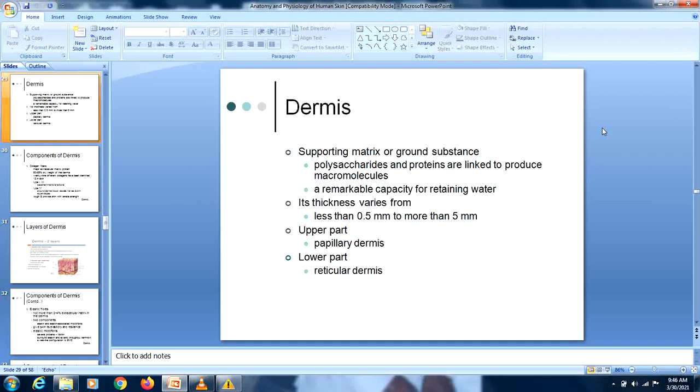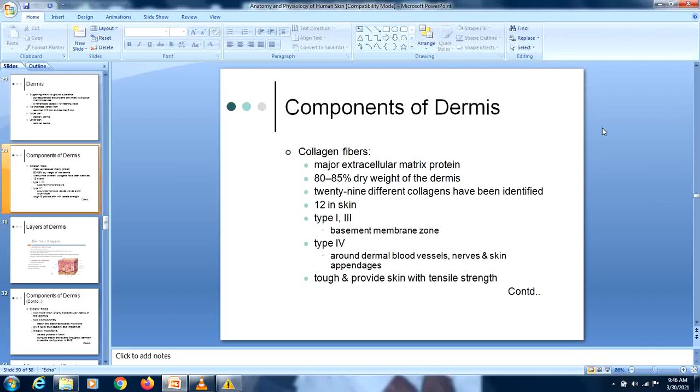Now regarding the dermis, it is basically a supporting matrix or ground substance. Polysaccharides and proteins are linked to produce macromolecules with a remarkable capacity for retaining water. The upper part is the papillary dermis and the lower part is the reticular dermis. Now what are the components? The collagen fiber is the most important, the major extracellular matrix protein, 80 to 85% of the dry weight of the dermis. There are 29 different collagens; the most important are types 1 and 3, with type 4 in the basement membrane zone and around the dermal blood vessels, nerves and skin appendages. Collagen fibers are tough and provide skin with tensile strength.